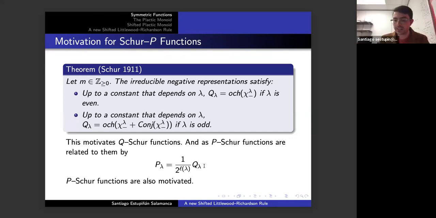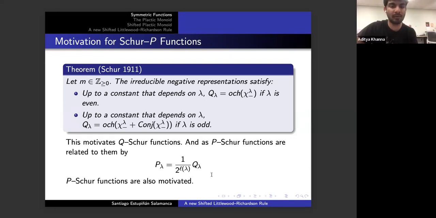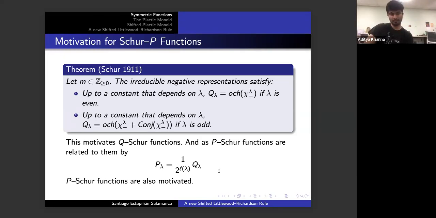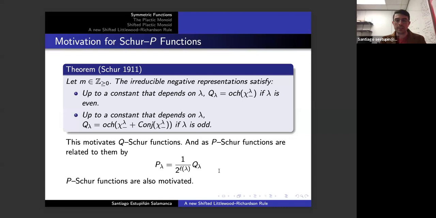Yes, the notation comes from the fact that you can associate to each of these partitions a class of permutations, and from the side of permutations, this corresponds to all the permutations that have no cycles of even length. Okay. Yeah, like the alternating group sort of thing. And so this motivates P-Schur functions.